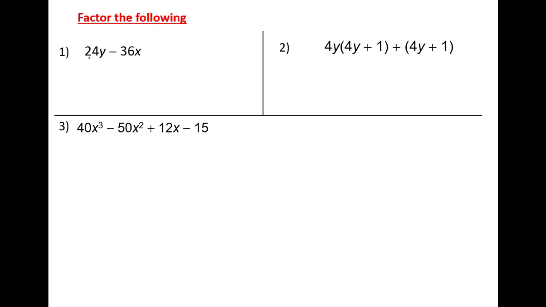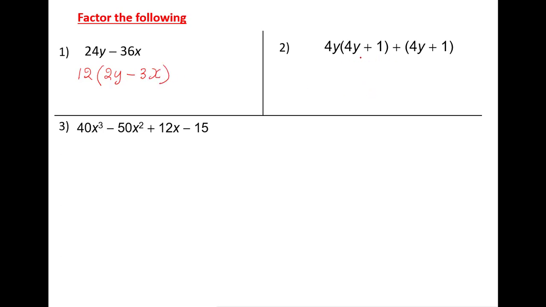Now, if I want to factor this expression, first I want to find the common factor of the numbers, which is here 12, and then I'll look at the letters. I don't have any common factor between the letters. So my only common factor is 12. Then I open the bracket. I divide 24y divided by 12. This will give me 2y minus 36x divided by 12 will give me 3x. And this is my final answer.